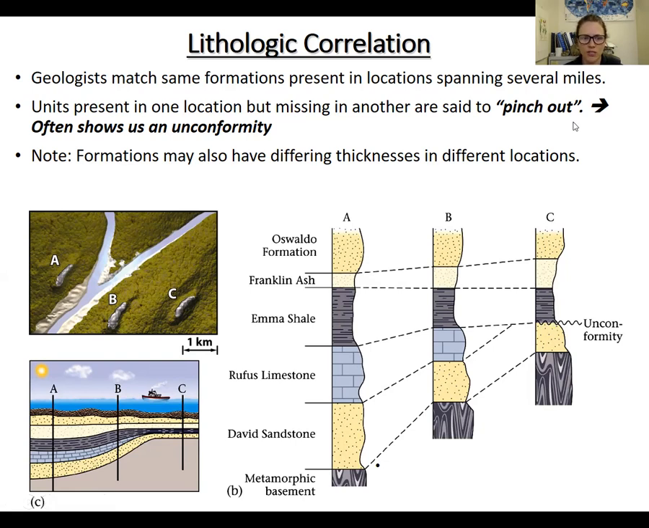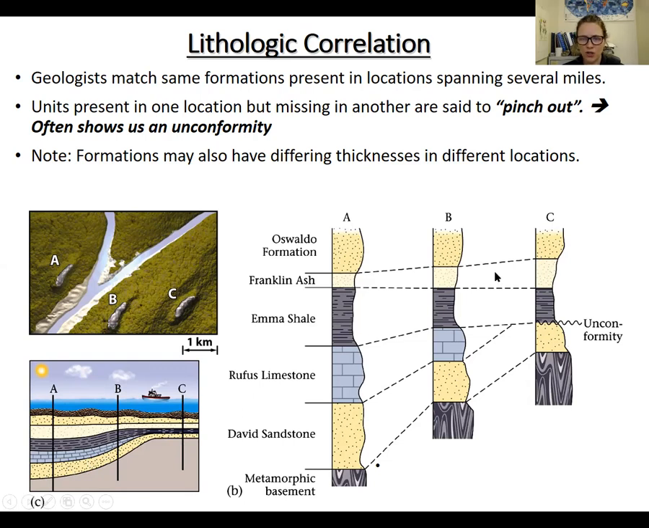It's also important to note that the layers often have different thicknesses in different locations. So the shale layer or the sandstone layer is thicker over in A relative to B and C. That's maybe because of the difference in position of these three locations on the landscape at the time that the sand was accumulating there, and one was leading to a deeper accumulation of sediment. You can see how this might look on the landscape in the picture down here.